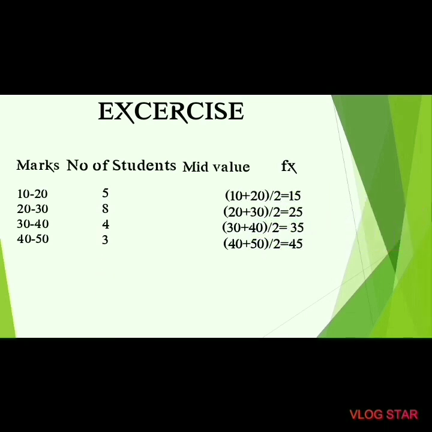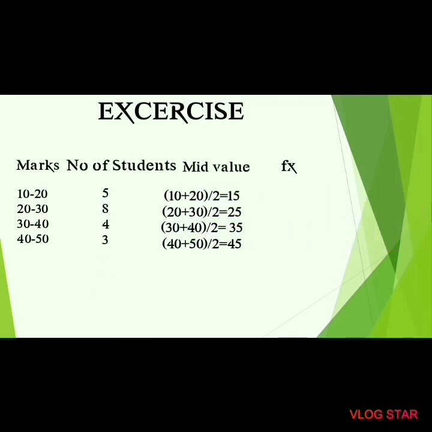Let us see the mid values now. It is the lower limit plus upper limit divided by 2, that is, the average of upper limit and lower limit. That is, 10 plus 20 divided by 2 is 15. 20 plus 30 divided by 2 is 25. 30 plus 40 divided by 2 is 35. And 40 plus 50 divided by 2 is 45.